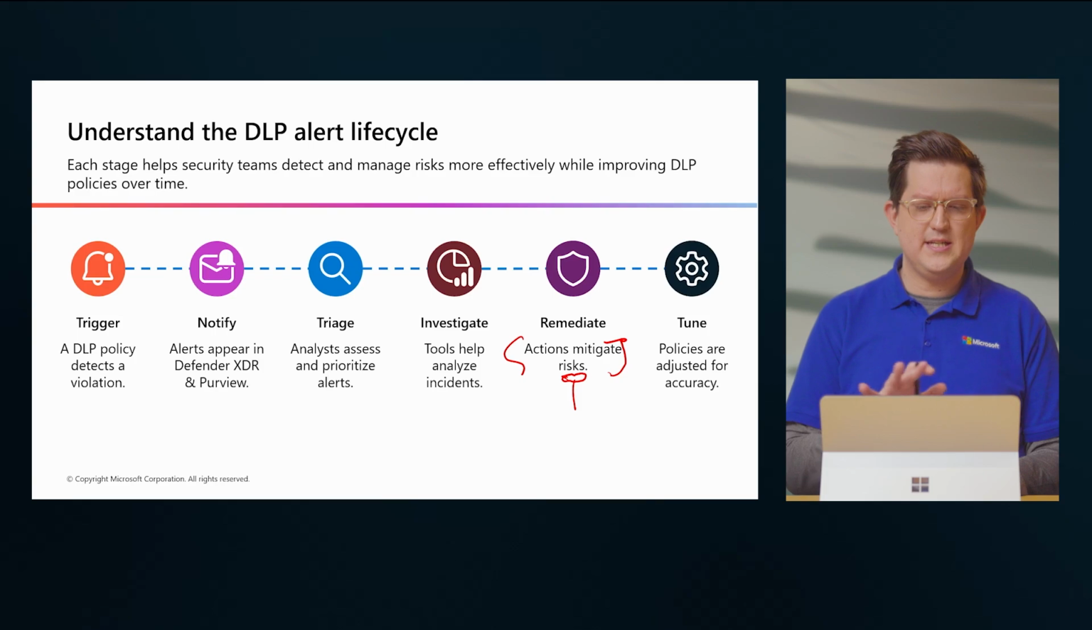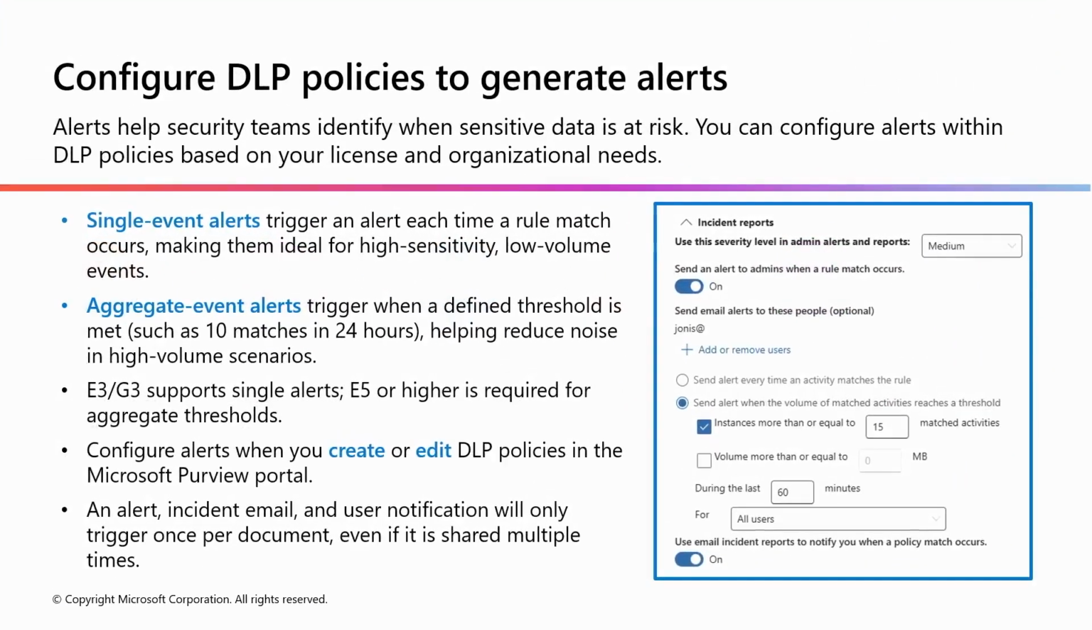Now, when you create a policy itself, there's only a couple of things you need to change to make sure that it generates alerts in the right way. Literally, there's just an incident report section, and you just need to flick on the switches that you require. So, at a baseline, the top says what severity level we require for the admin reports. Essentially, how severe is this thing? Is it low, medium, or high?